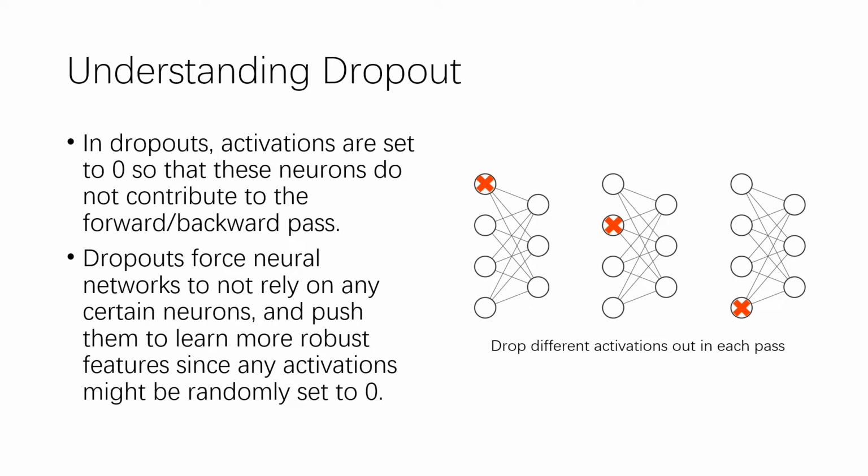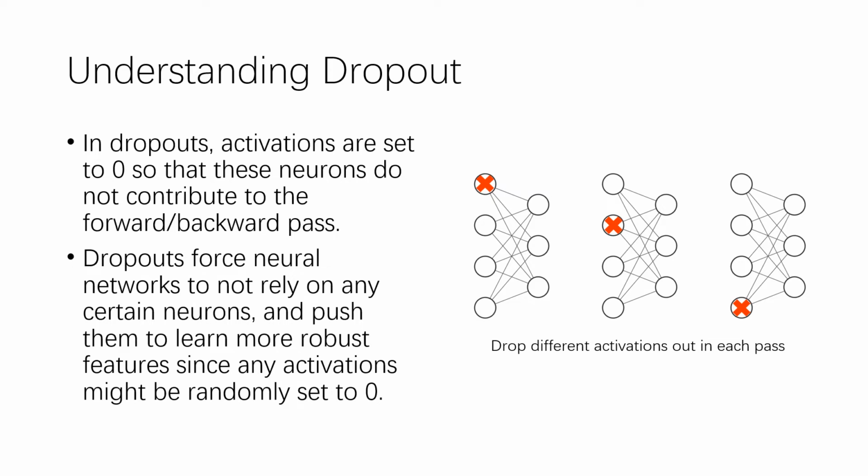So the more important problem is how do we understand dropout? In dropout, activations are set to 0 so that these neurons do not contribute to the forward or the backward pass. Dropout forces neural networks to not rely on any certain neurons too much, and also pushes them to learn more robust features, since any activation might be randomly set to 0.